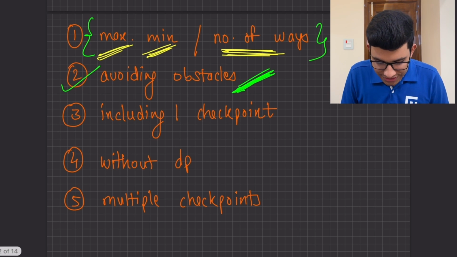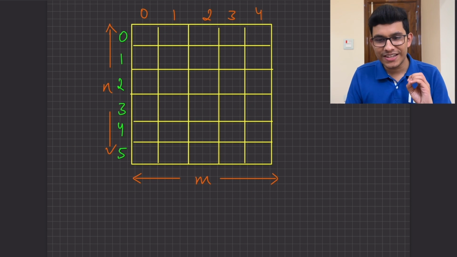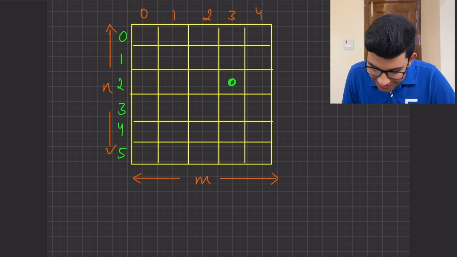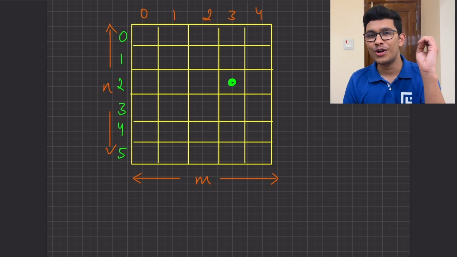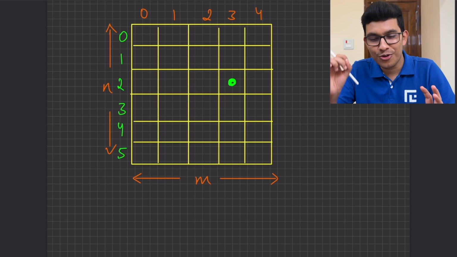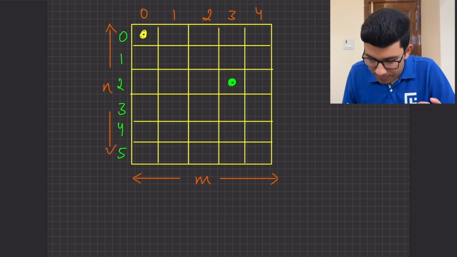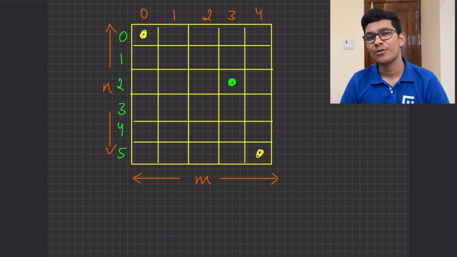So now let's talk about this one problem, which is also very interesting. Let's suppose I told you that there is one particular checkpoint in this entire grid, and you want to find out the number of ways which go through this checkpoint, that you must go through this checkpoint in order to go from 0 comma 0 to n minus 1 comma m minus 1. How do you solve this problem now?